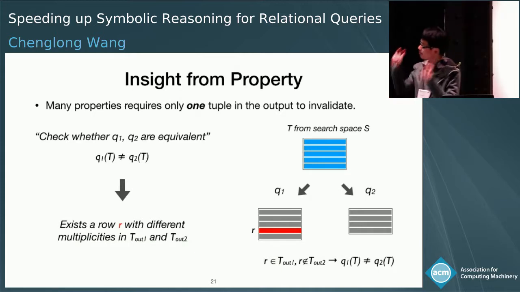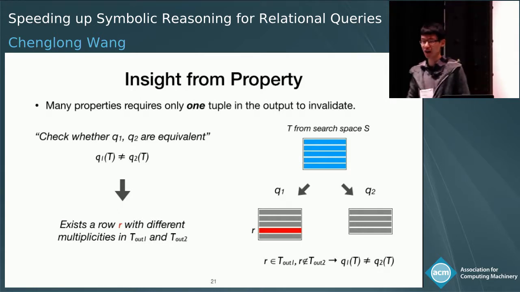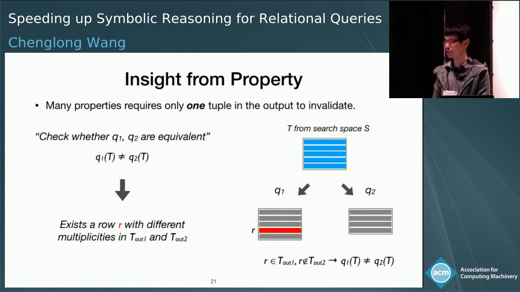This is an insight from the property. So actually, a lot of the very important properties are very hard to check, but they satisfy this kind of property. It's basically if you want to prove that two queries are different, you don't need to show their outputs are totally different on every row. You just need to show there exists one row in their output that's able to show a difference, right?